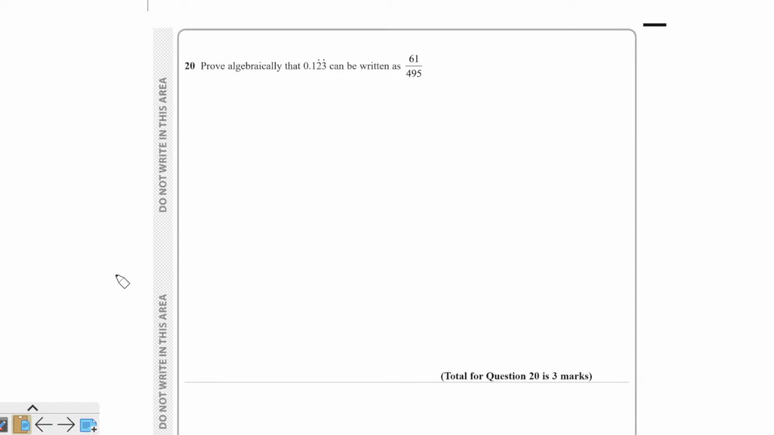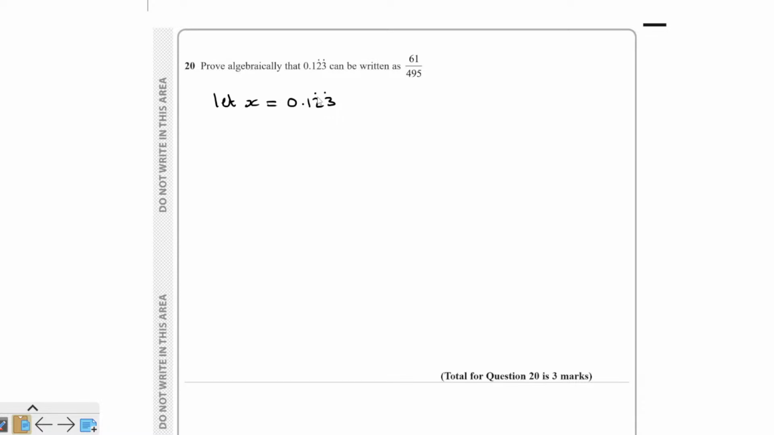Question 20. Prove algebraically that 0.1 and then 2, 3 recurring can be written as 61 over 495. Now this is a really nice one if you just memorize the method. Really nice. So I always start with let x equal to whatever that decimal is they've given you. It's always the same method every time, but you do have to figure out what combinations you need. So x, 10x, 100x, 1000x, that's the bit you need to figure out depending on the number.